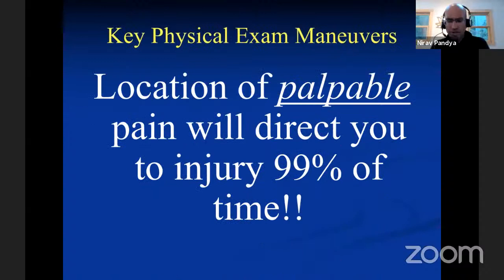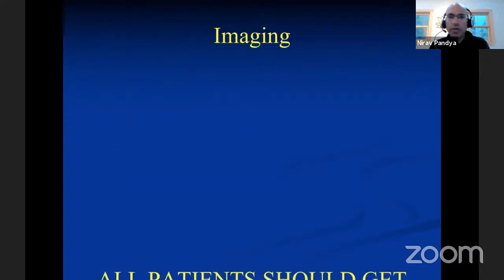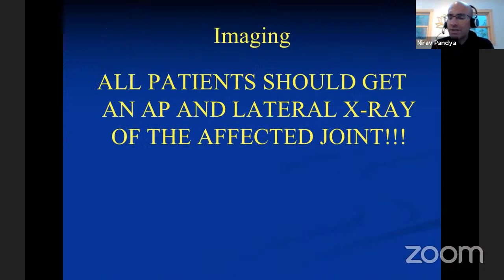A lot of times I'll get questions about what's the key physical exam maneuver that we need to do. I say in general, if you're concerned about an overuse injury, where it hurts will direct you to the injury 99% of the time. There's not some special exam maneuver that we need to do. In terms of imaging, I still think that in this population, all patients should get an AP and lateral of the affected joint just to look for any abnormalities.